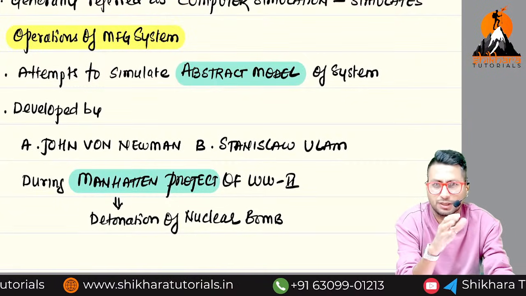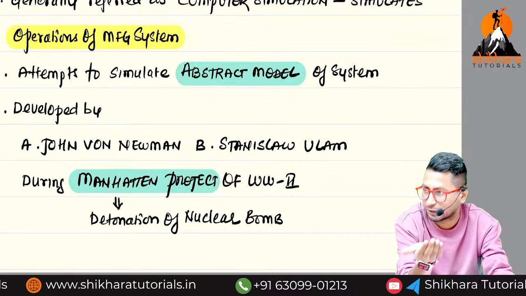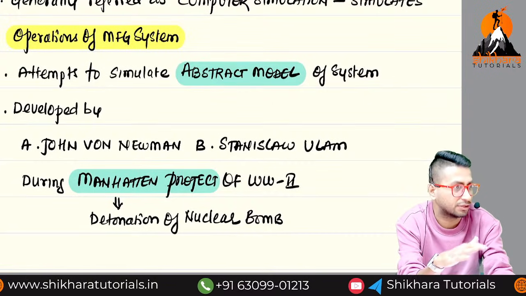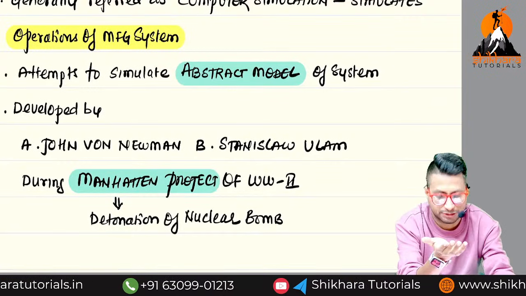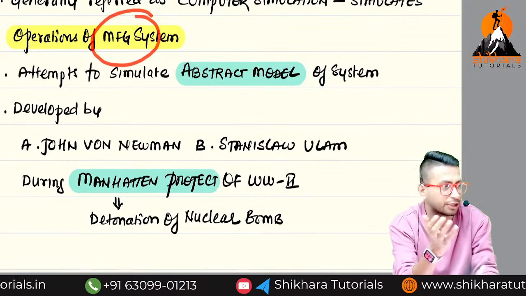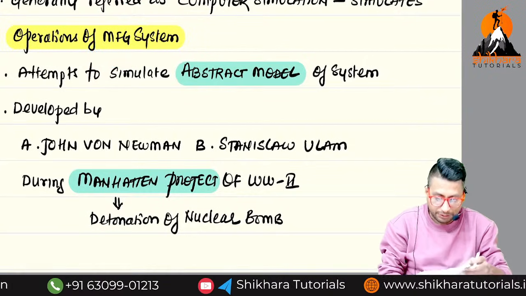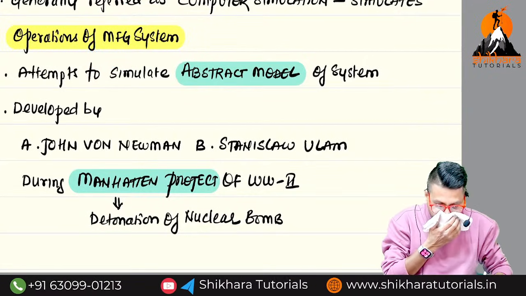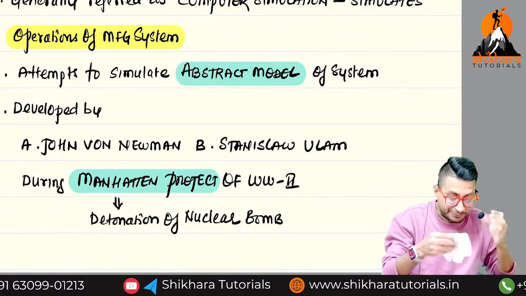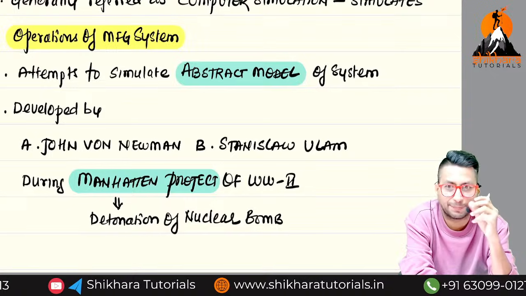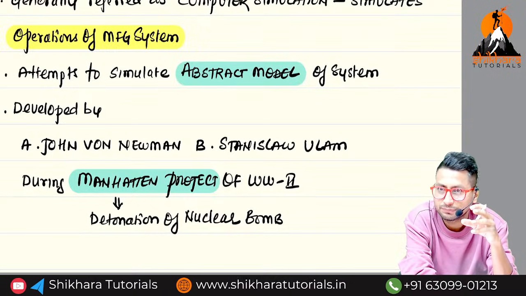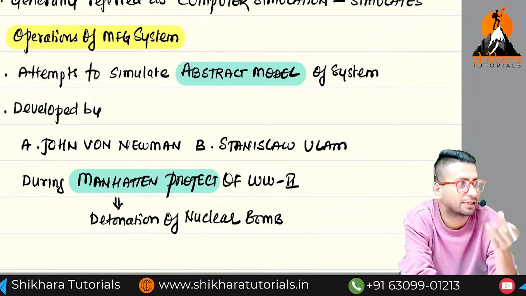Manufacturing system. How much to manufacture, when to manufacture, how to manufacture, what raw material should be given, when, and at what time I should manufacture what. Everything is simulated by a human being or a computer? Computer. And it attempts to simulate what? What does it simulate? Actual model or an abstract model? Abstract model means, is it an actual model or a replica?